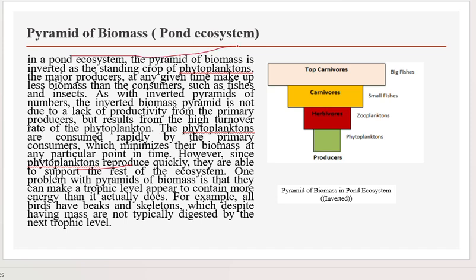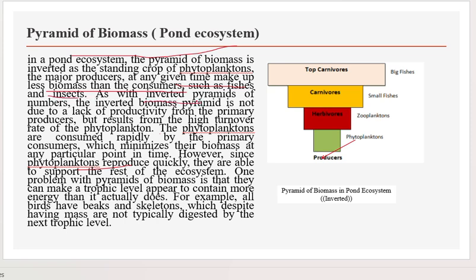Then pyramid of biomass in a pond ecosystem. In a pond ecosystem, the pyramid of biomass is opposite, that is inverted, as the standing crop of phytoplanktons, which are the producers here in a pond ecosystem, at any given time makes up less biomass than consumers such as fishes and insects.